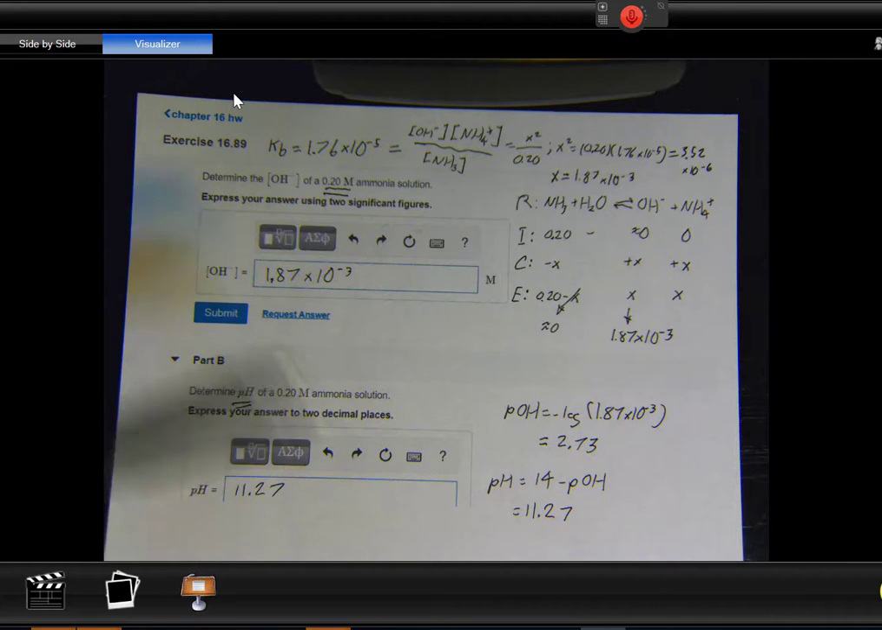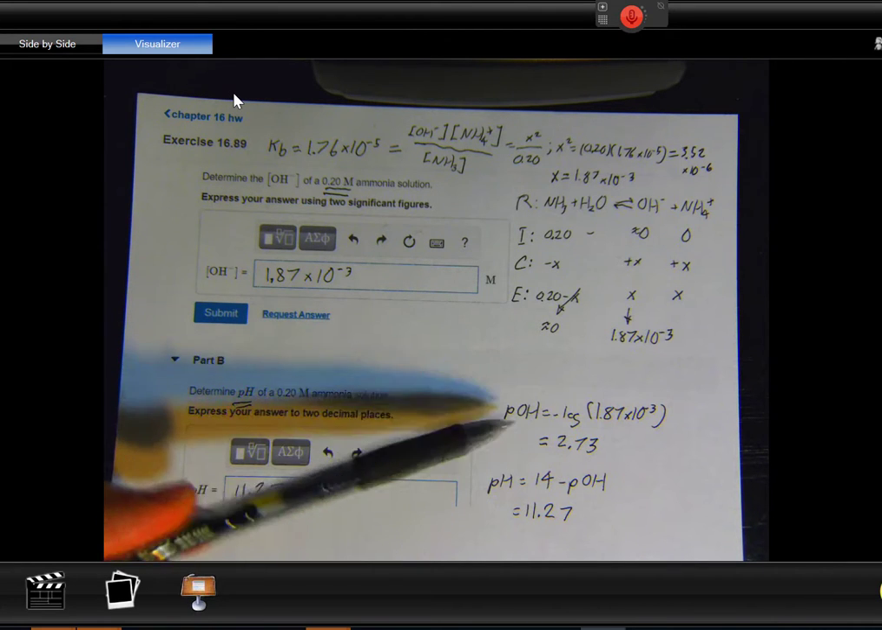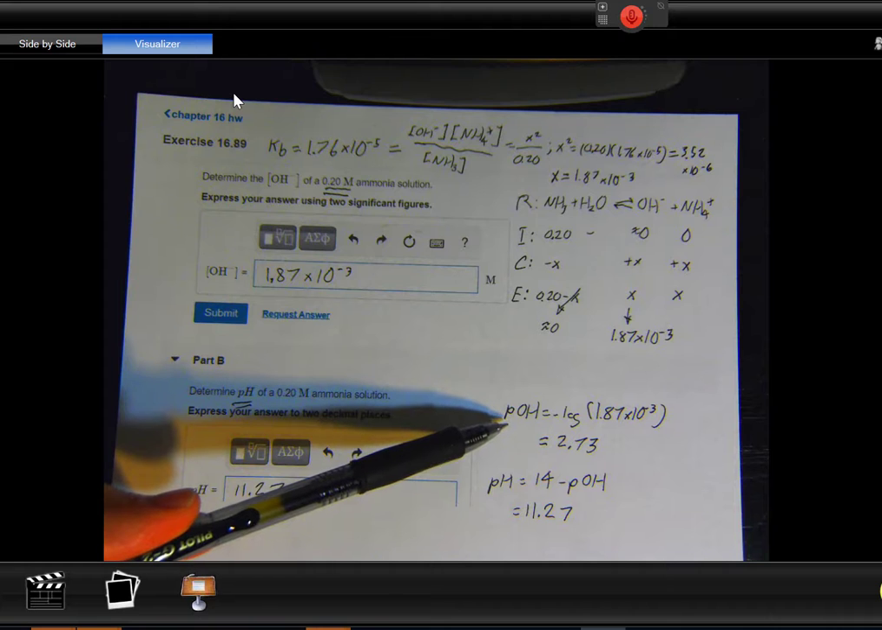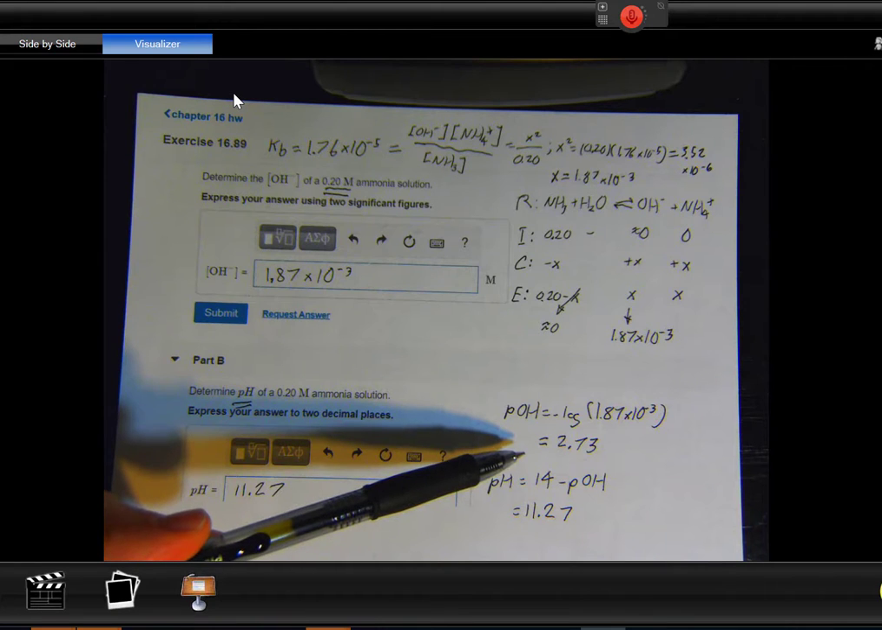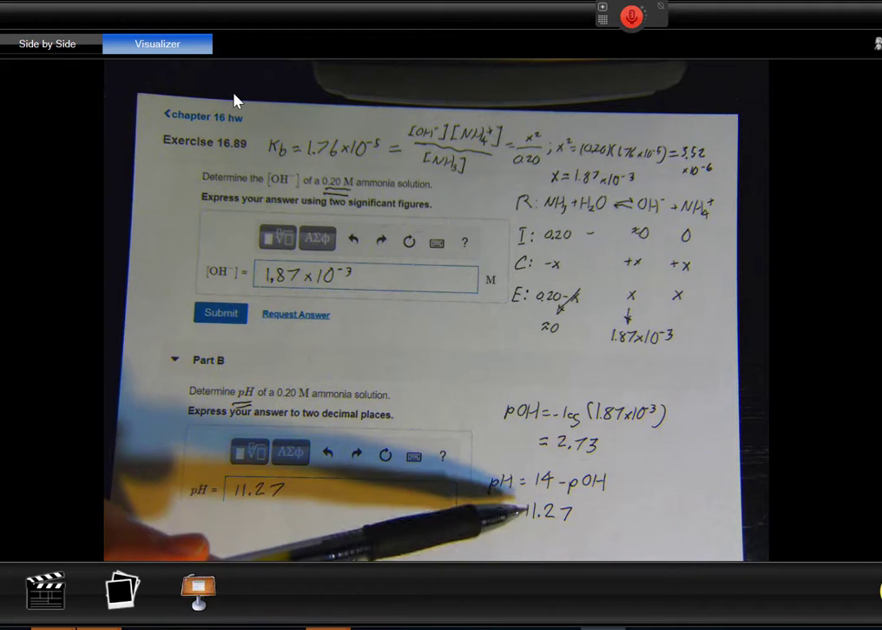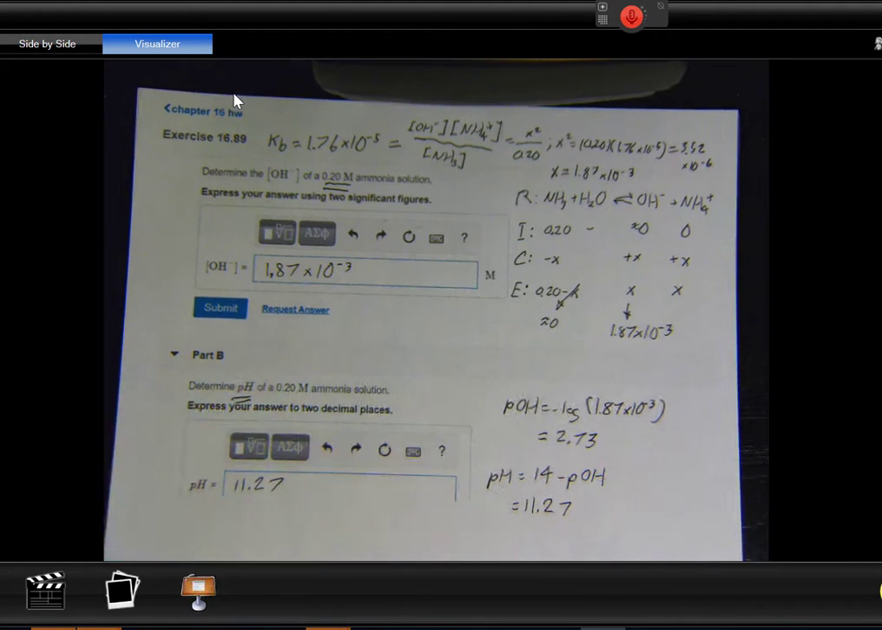If we had accidentally just gone and done pOH here, thought this was finding the pH, and we wrote 2.73, we should recognize, okay, that's a number less than 7. I probably didn't do that right. What else do I need to think about? And then move on and do this step. Okay, so that's how we would do that one.